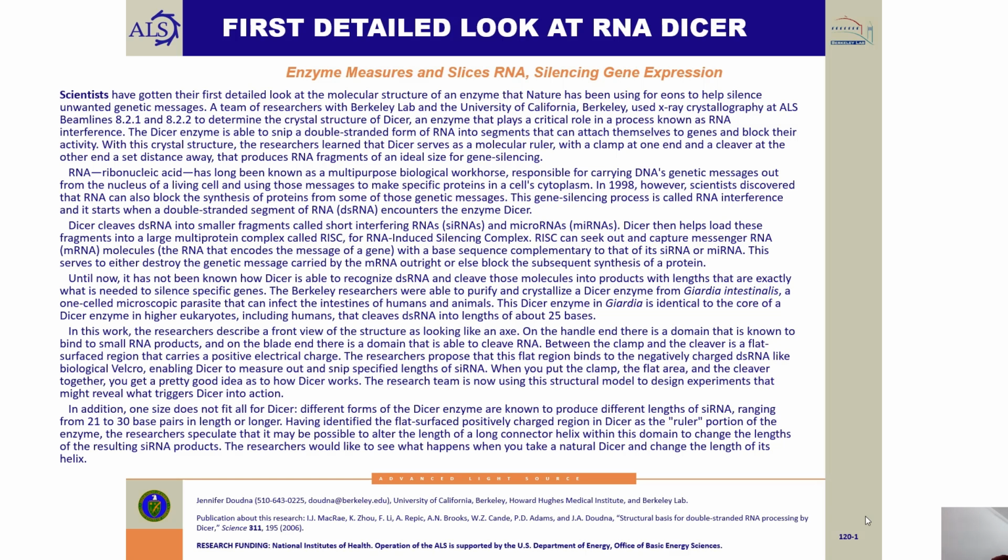in length or longer. So, having identified the flat surface positively charged region in dicer as the ruler portion of the enzyme, the researchers speculate that it may be possible to alter the length of a long connected helix within this domain to change the lengths of the resulting siRNA products. Researchers would like to see what happens when you take a natural dicer and change the length of its helix.